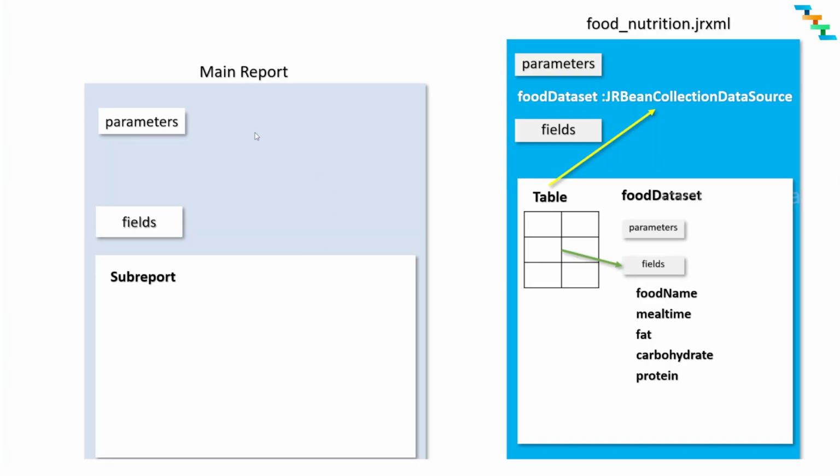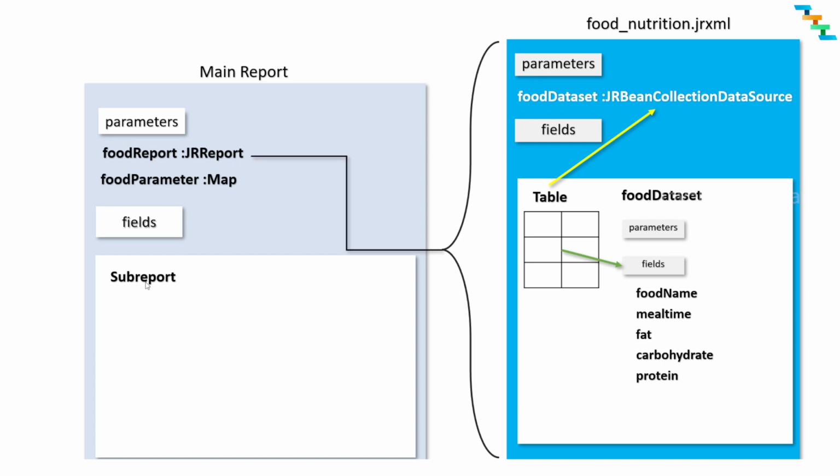Let's validate this diagram. In this case we have created a parent report, which is an already existing parent report. In that we have created a sub report. We also created a JRXML. In the parameters we have created two different parameters. One is food report, which is a JR report, nothing but Jasper report, and this is the food nutrition JRXML, which we will be binding in the SpringBoot application. We also have food parameter, which is a map, and this parameter takes the parameter for this food nutrition JRXML. We are marking this sub report to take the food report and then food parameter.